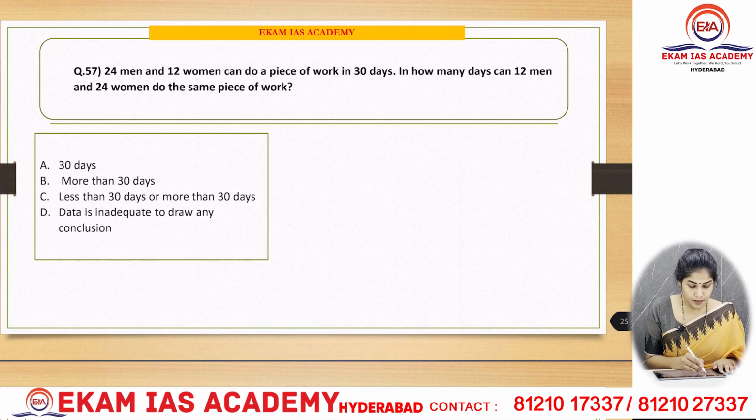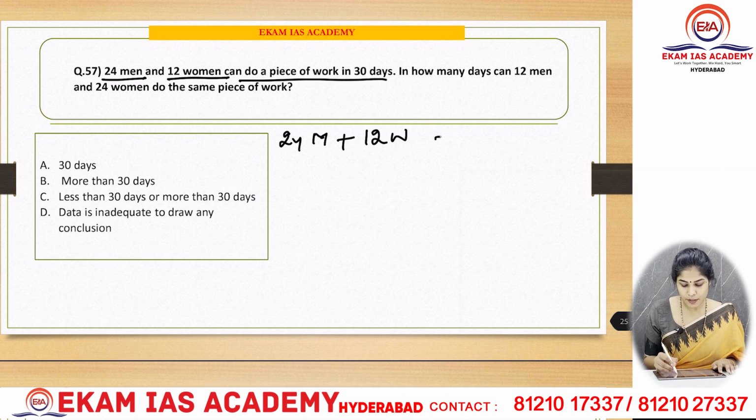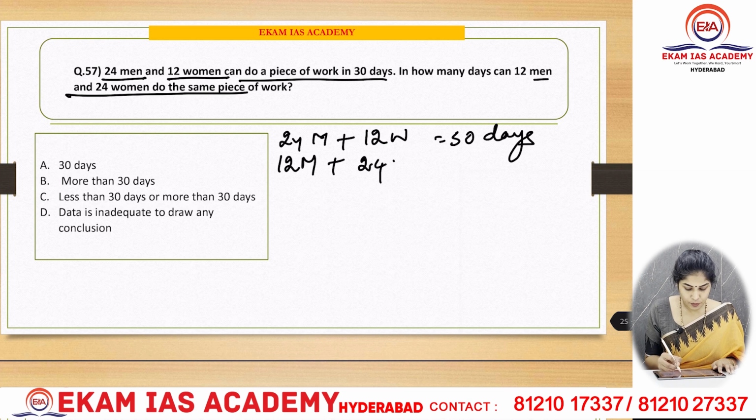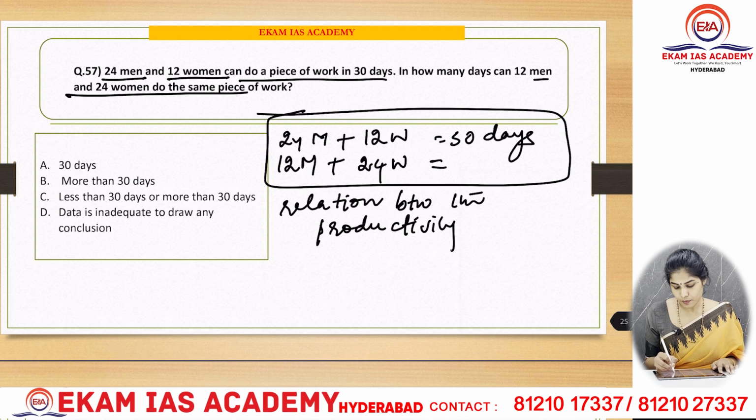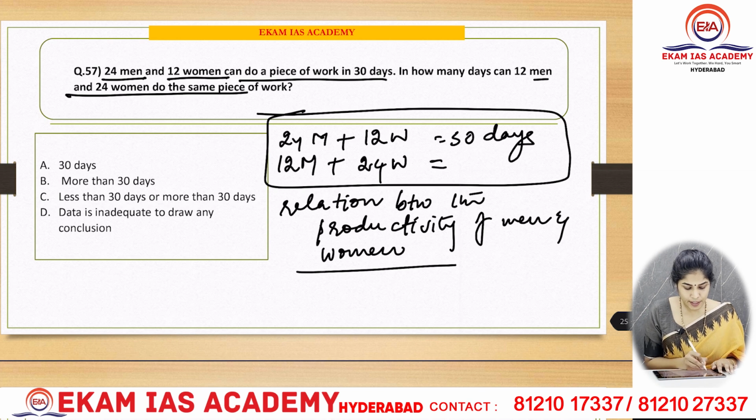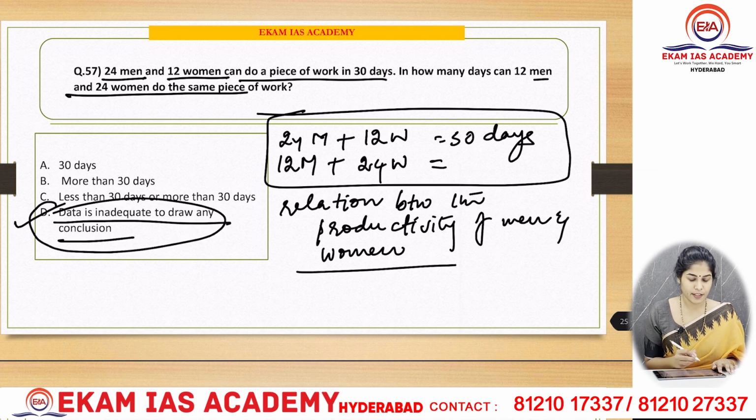Next question. Let me read out the question. 24 men and 12 women. Okay, 24 men plus 12 women can do a piece of work in 30 days, right? In how many days can 12 men plus 24 women do a piece of work? Here they haven't given any relation between the productivity of men and women. So data is inadequate to draw any conclusion. Okay, D is the right answer.